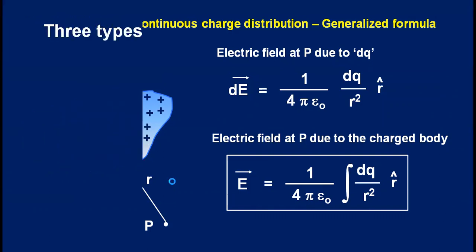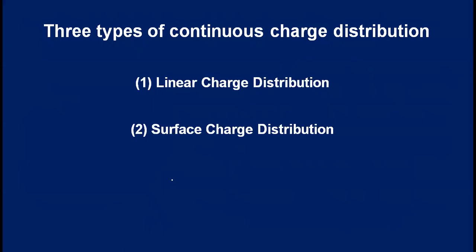Okay. Now there are 3 types of continuous charge distribution. What are they? Number 1, linear charge distribution. Number 2, surface charge distribution. And number 3, volume charge distribution. So first we shall discuss what are linear charge distribution, surface charge distribution, and volume charge distribution, and then we will go into electric field determination.